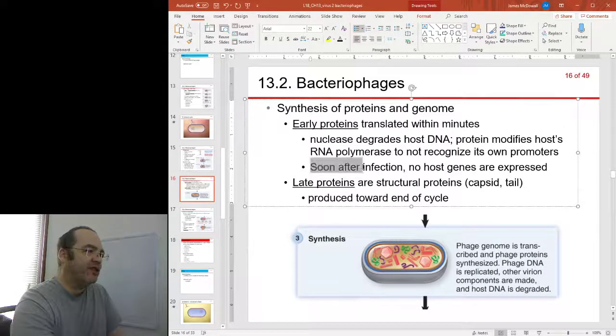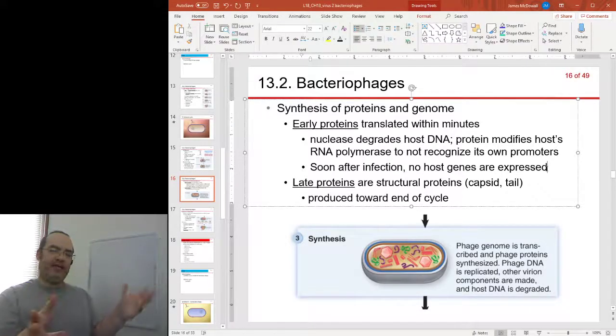So soon after infection, no host genes are expressed. All of the machines are turned towards making the viral pieces. Then the late proteins are built. These are the structural proteins, the capsid and the tail. At the same time, the viral genome is orchestrating the duplication of its own genome, so its genome can be packaged up and new virus particles can be produced.